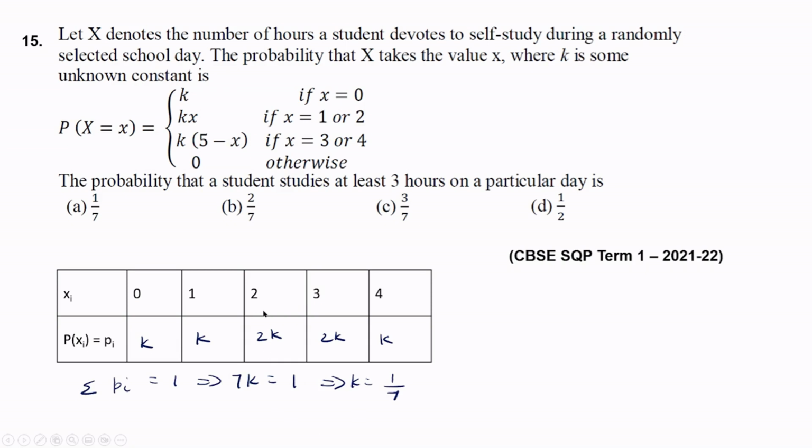Now we have to find the probability that the student studies at least 3 hours on a particular day. That is, we have to find the probability of x greater than or equal to 3. It is equal to the probability of x equal to 3, 4. So the probability of x equal to 3 is 2k, and the probability of x equal to 4 is k. So it is 2k plus k, which is 3k. Now we already got the value of k as 1 by 7, so this is 3 by 7. So the correct option is option C.